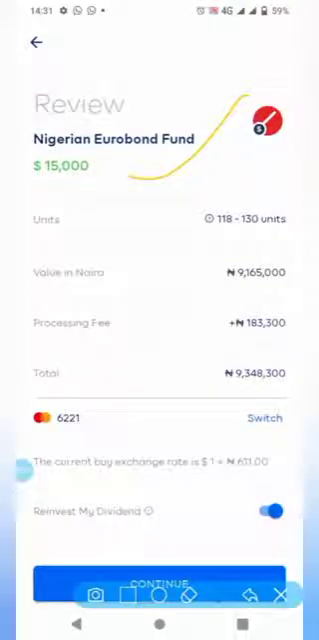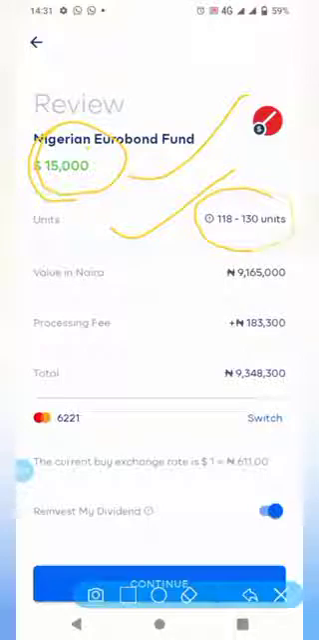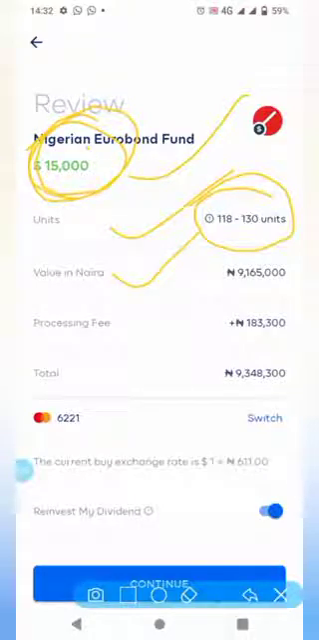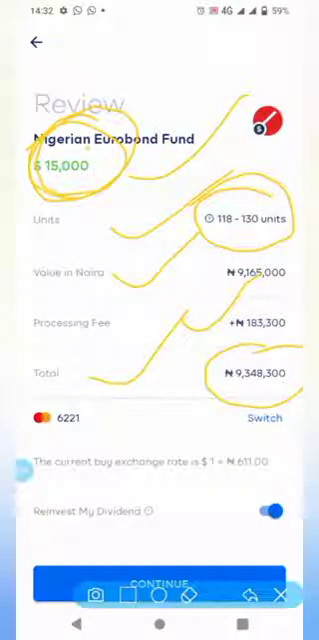The next thing you want to do here is click got it, and then right here you're going to have to fill in your details. The amount is already filled. Here, the units are already filled. Why? This amount of money, $15,000, is going to buy you these units, a total between 118 to 130 units. The value shows up here, about 9,165,000 naira. Now, the processing fee for this transaction is going to be 183,300, and then the total we're going to be spending here will be about 9,348,300. Right here you can see my card.